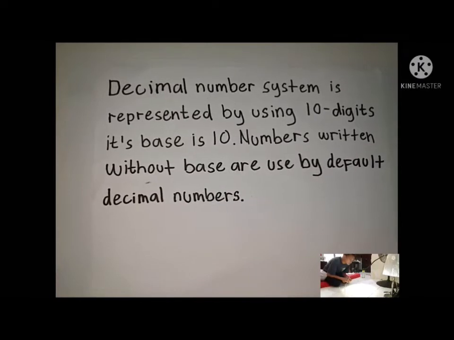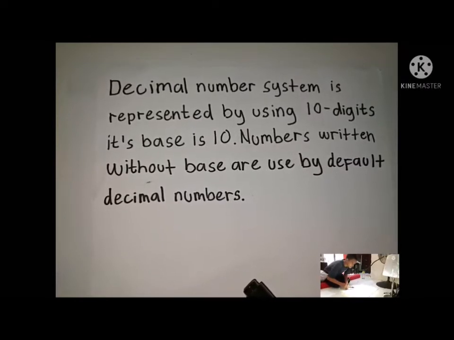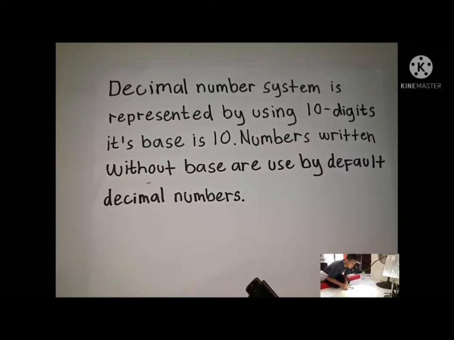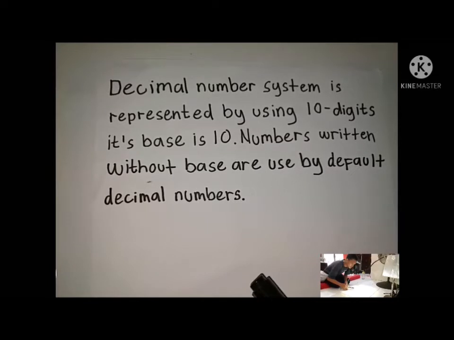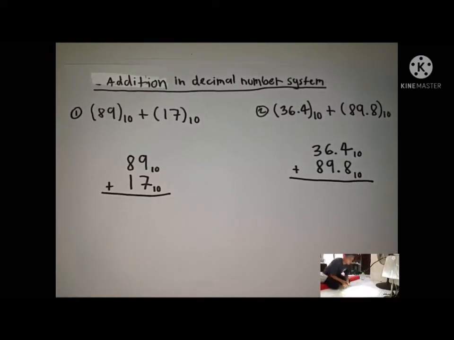So let's talk about the decimal number system arithmetic. The decimal number system is represented by using 10 digits. Its base is 10. Numbers written without a base are by default decimal numbers. So I would like to show how to add two numbers in the decimal number system.